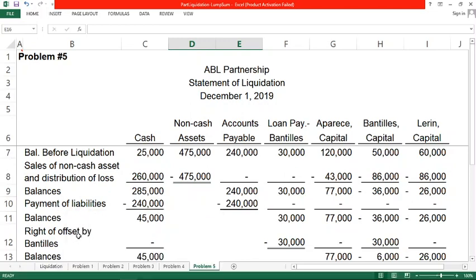Again, all of the problems mentioned are using lump sum method. Ano nga ulit yung lump sum method? All non-cash assets are realized or sold muna, and then the gains and losses are to be distributed sa partners. After that, all liabilities are paid, and then final distribution to the partners. And it is somehow different compared to installment method.